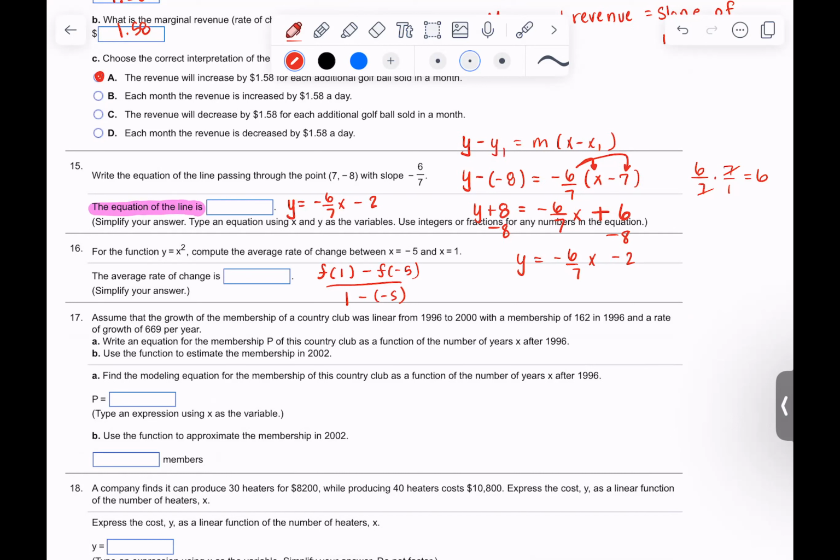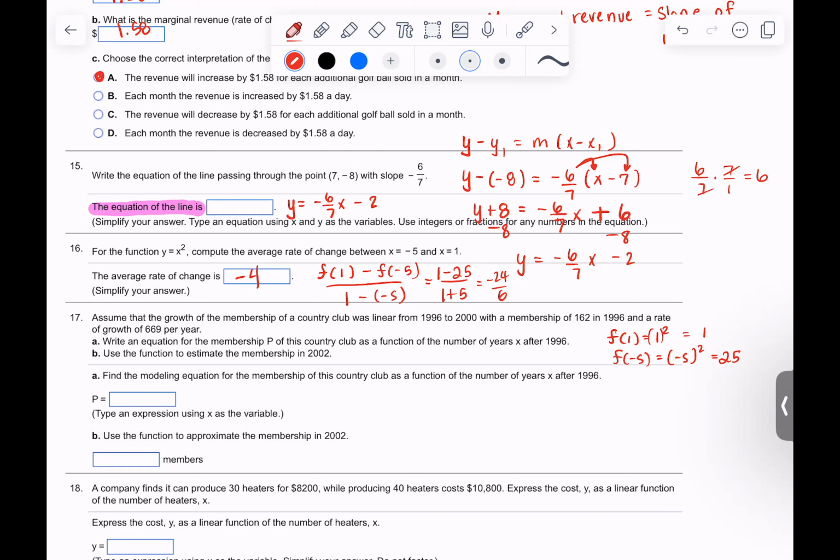Okay, so let me write that over here where I've got all the room. f of 1 is 1 squared, which is 1, and f of -5 is -5 squared. And remember, whenever I square a real number, I'm going to get a positive. -5 times -5 is 25. So we have 1 minus 25 over 1 minus -5, which would be 1 plus 5. So that is -24 over 6, which is -4. So the average rate of change of that function between -5 and 1 is -4.